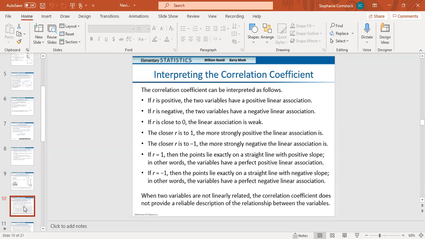So, a couple of other things that we want to look at, okay, is that if R is positive, then it has a positive linear association, okay? It's nice and clean, it tells us that. If R is negative, then it has a negative linear association. And I've kind of already hinted at this. If the value of R, don't look at the positive or negative, just look at the numbers part, if it's close to 0, then there's not a real strong linear association.